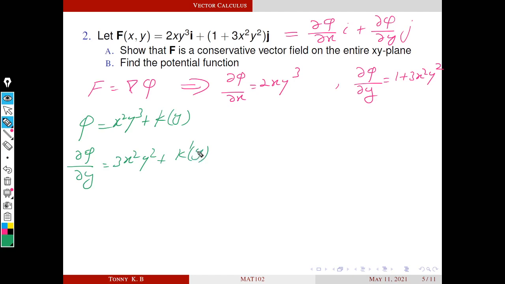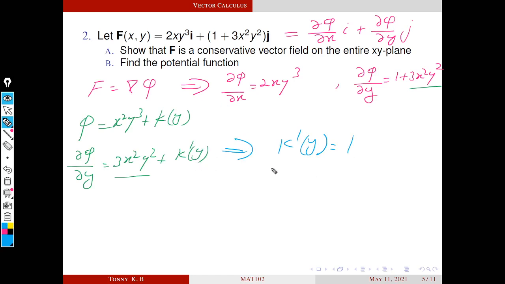Okay, already we have dou phi by dou y. Comparing these two, what happened? Already this term is common. 3x square y square is there, 3x square y square is here. So what about k dash of y? Yes, comparing these two, we get k dash of y is equal to 1.